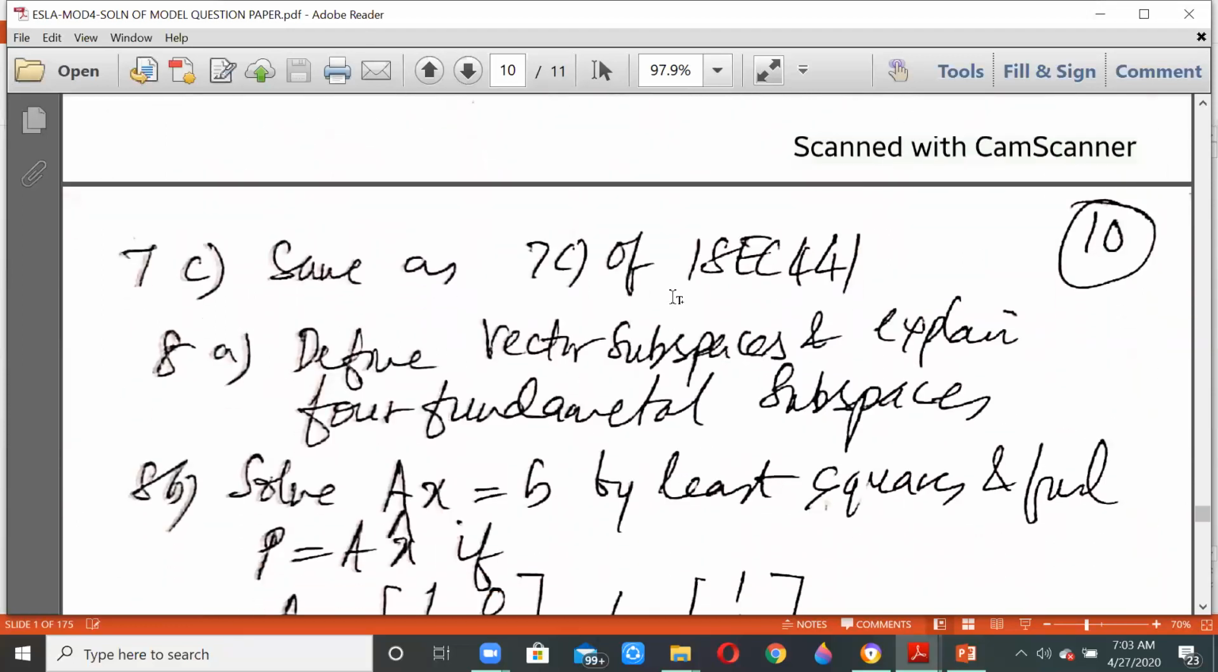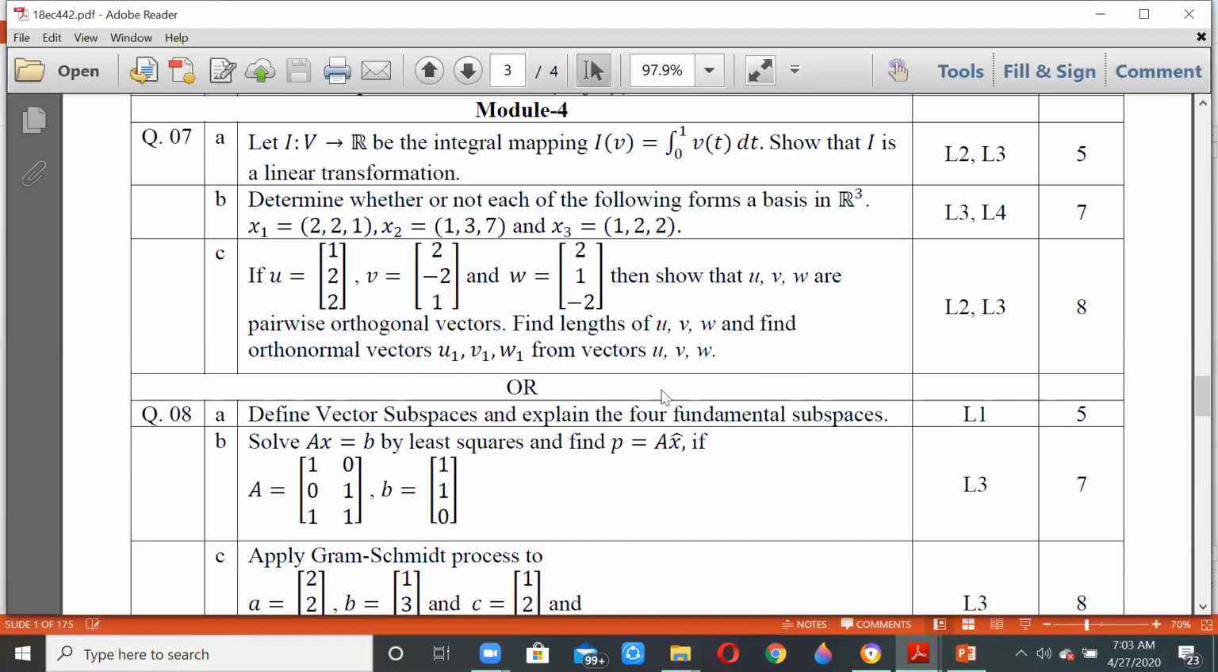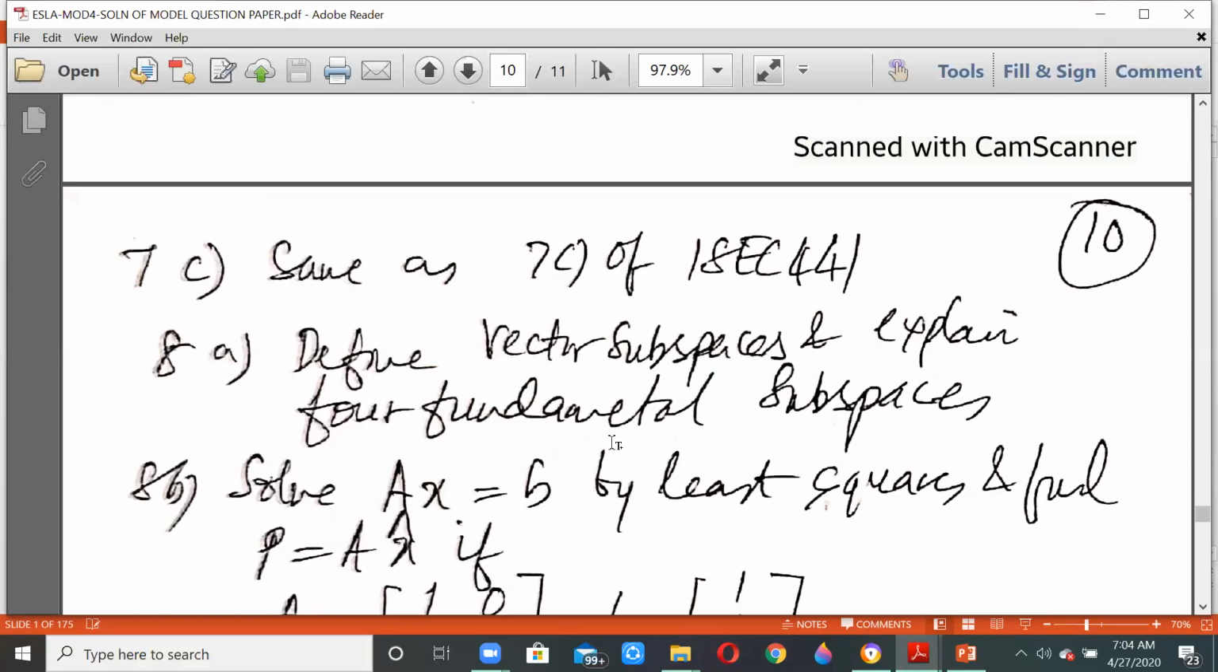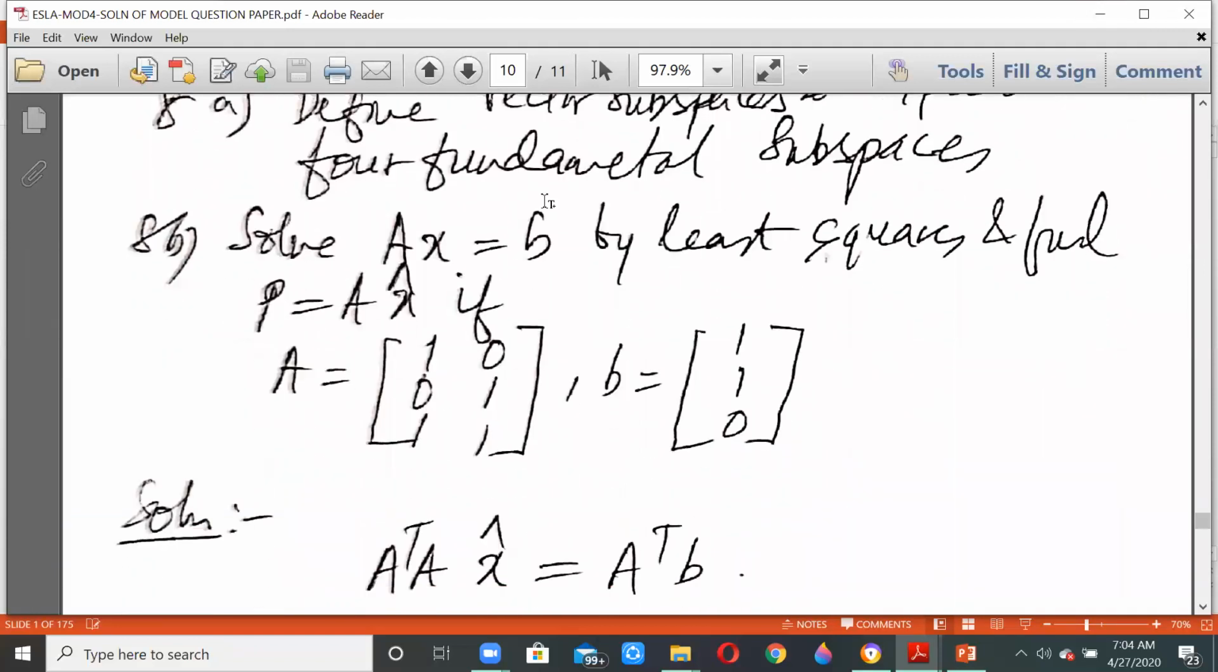7c is the same thing as 7c of 18EC441, so we are not solving it. So 7c is the same for 442, whatever was there in 441. 8a is: define vector subspace and explain the four fundamental subspaces. So this is a theoretical question which is already done in the corresponding lectures. You can just go through that. 8b is: solve Ax equal to b by the least squares method and find p equal to Ax̂ if A and b are given.